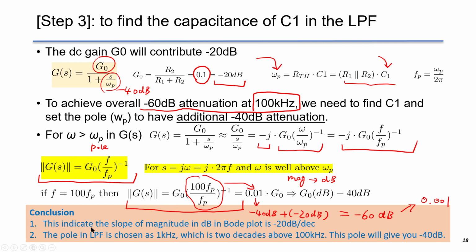The conclusion is that this equation indicates that the slope of the magnitude in dB in the Bode plot is minus 20 dB per decade. It indicates a single pole as well. The pole location in the low-pass filter is chosen as 1 kHz, which is 2 decades below 100 kHz. Because it is 2 decades away, the pole will give you minus 40 dB at 100 kHz.